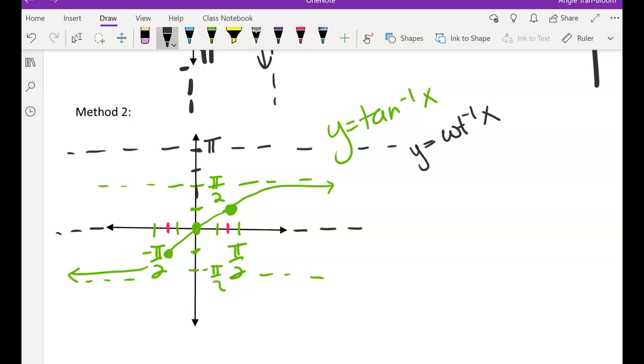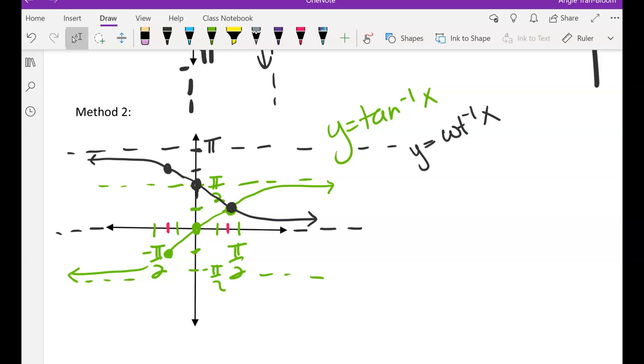Dot number 1 for cotangent inverse. Just look at the previous page. What was one of the dots? Negative 1, 3 pi over 4. Perfect. Then what else? 0, pi over 2. Then we have one more dot: 1, pi over 4. So it looks like it's that dot. They both have that one dot in common. Okay, so that's your cotangent inverse.